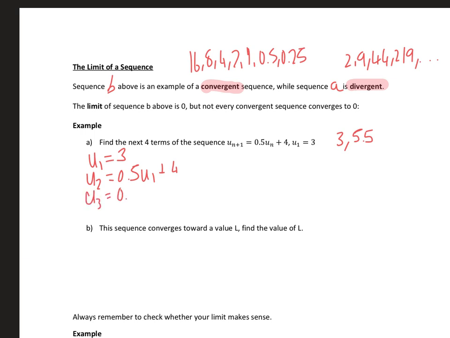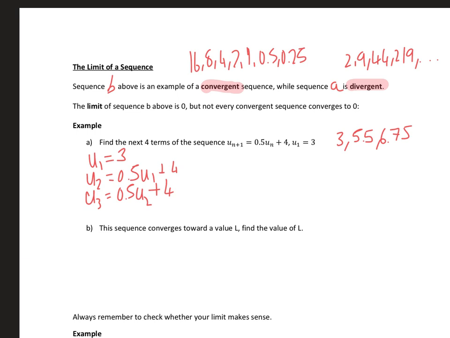To get the third term, it's going to be 0.5 times u2, plus that 4. So if n plus 1 is 3, n must be 2. So I'm going to type that in my calculator. You get 6.75.